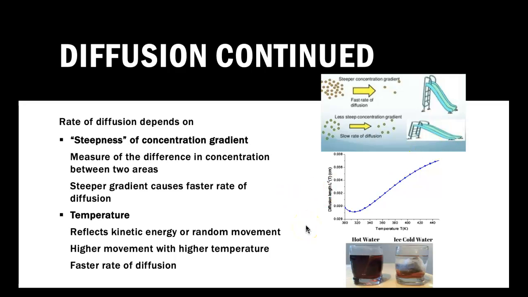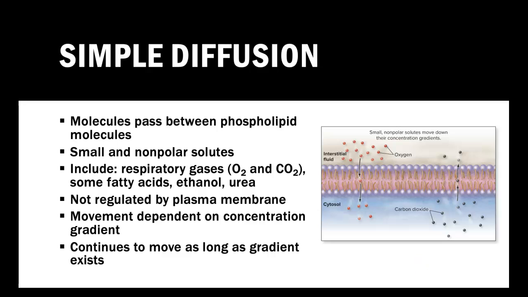Then when it comes to our temperature, if we have higher temperatures, then that means that we have more kinetic energy or more random movement. And so when we, for instance, put a tea bag in a hot glass of water, we are going to see that the rate of diffusion is going to be faster versus if we put a tea bag into a cold cup of water.